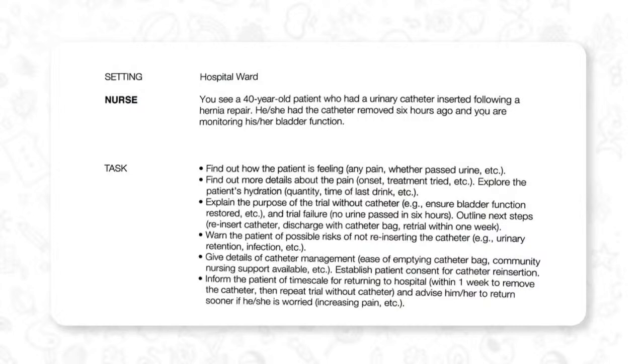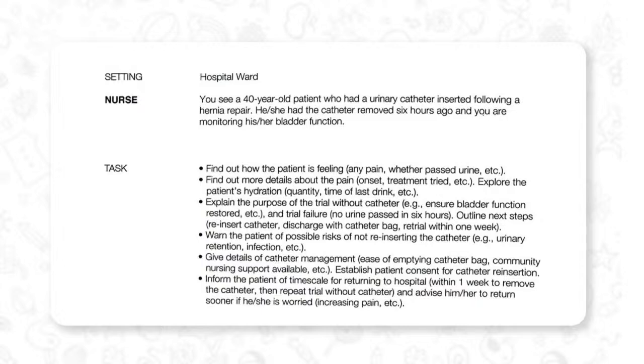One, the possible risk of not reinserting the catheter. The patient would be almost fed up with this catheter, so they would be reluctant and hesitating to go for further reinsertion. But we need to explain what the side effects or after effects are if the catheter is not reinserted. What are the complications? What could happen? Risk.